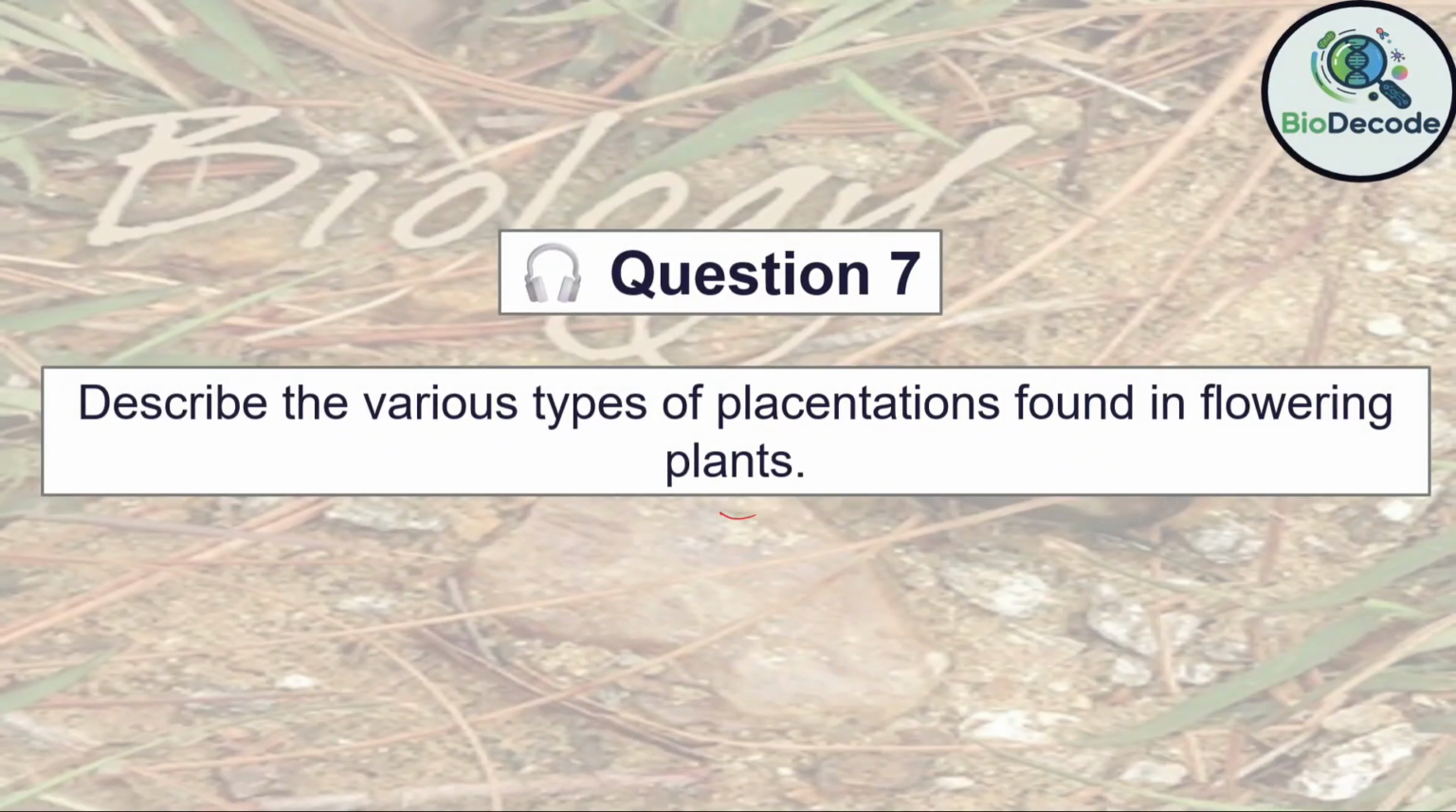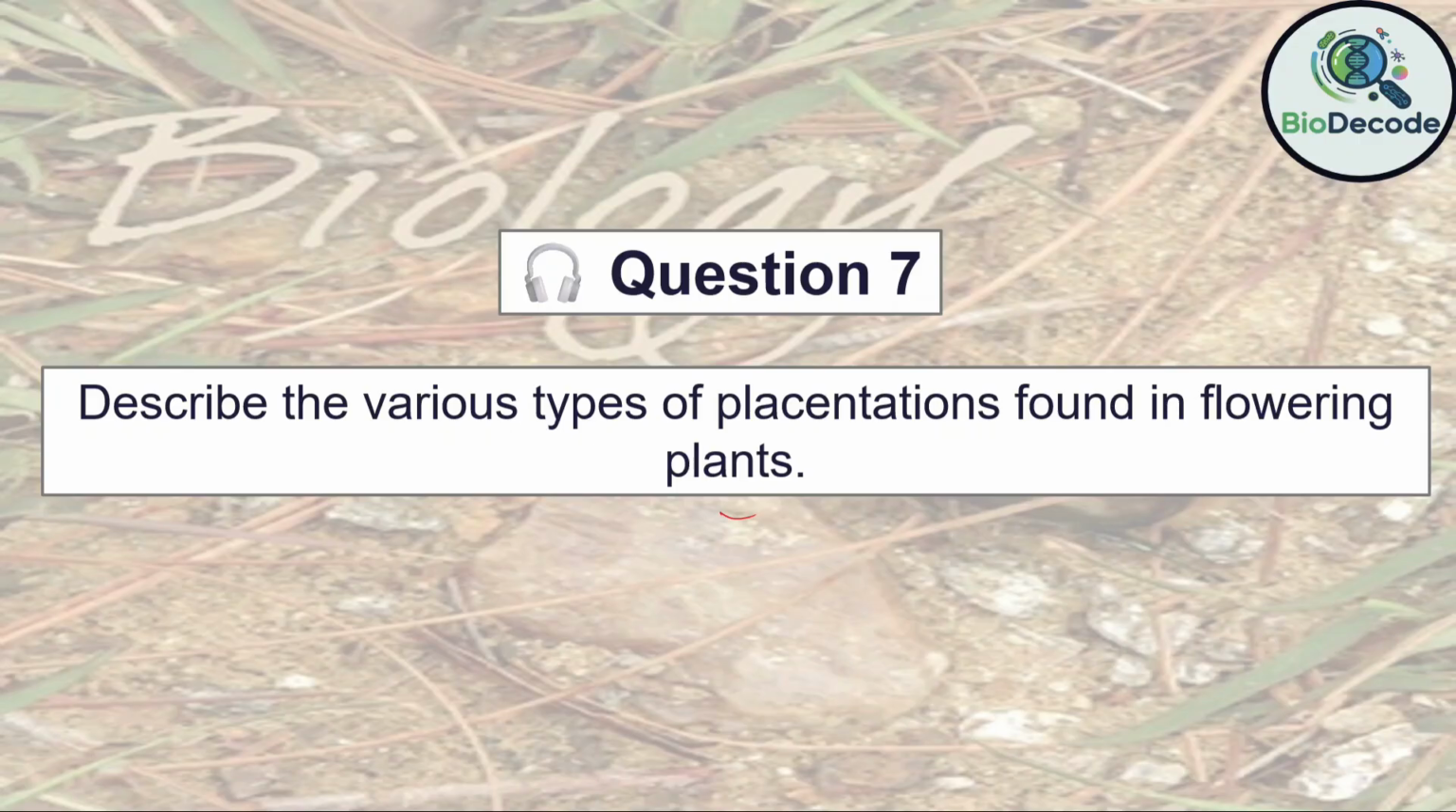Question 7. Describe the various types of placentation found in flowering plants. Answer. Marginal placentation occurs when ovules are attached along the margin of a single carpel, as in pea. Second, axile placentation involves ovules attached to a central column in a multicarpellary, syncarpous ovary, as seen in tomato.